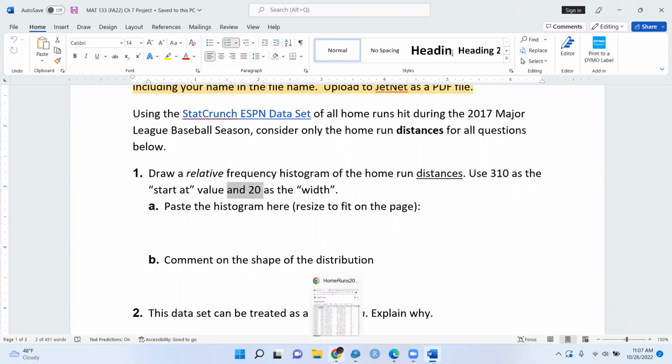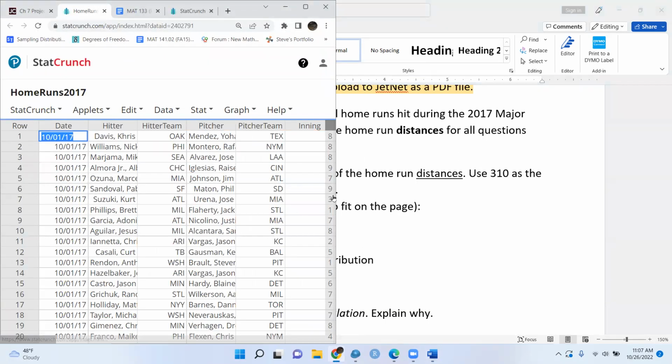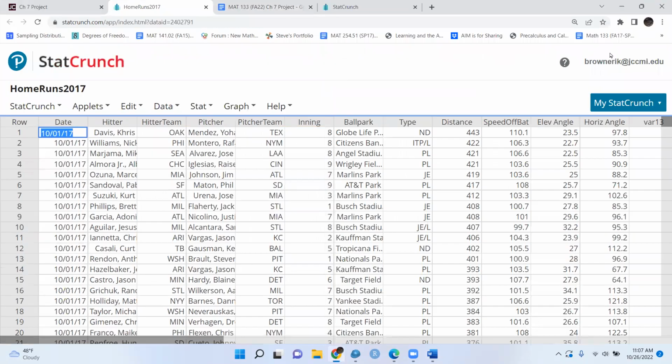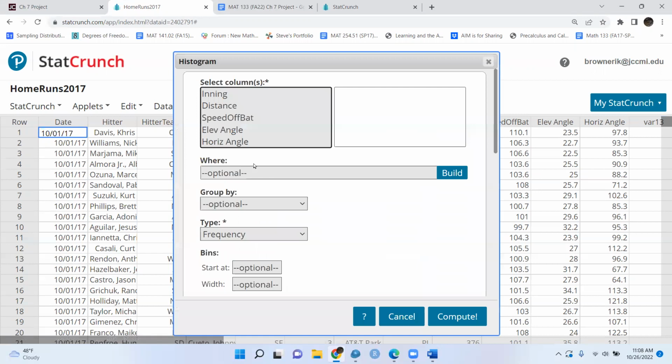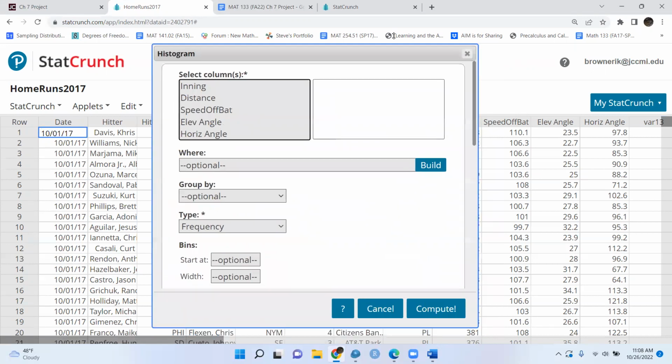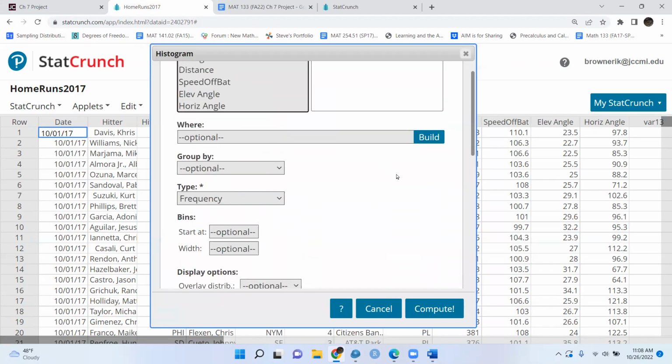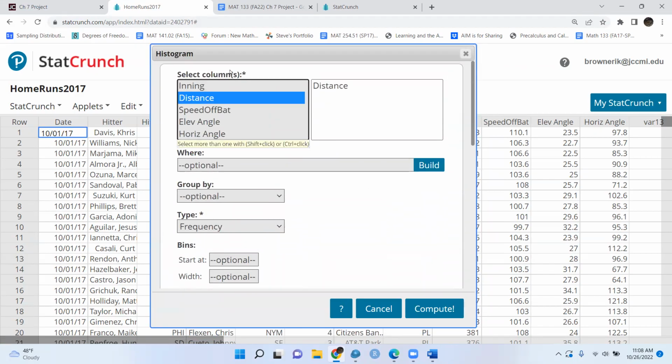Okay, so I'm now going to go to StatCrunch, and we're going to do that. I will now make StatCrunch full screen. We want the relative frequency histogram. So I believe we go to Graph and Histogram. I'll pause there for a second. You want to click the distance from the select columns spot. And we want relative frequency, so under type, make sure you select relative frequency.